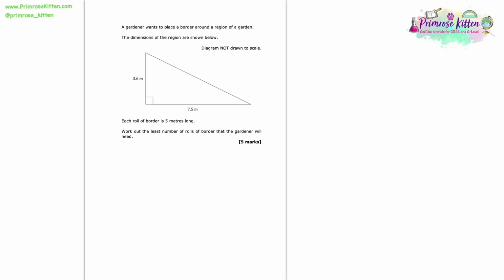Here we're told that a gardener wants to place a border around a region of a garden. The dimensions of the region are shown below. So here we can see we've got this 3.6 by 7.5 triangle. However, we don't know the length of the hypotenuse of it. We're told that each roll of border is 5 meters long, and we're asked to work out the least number of rolls of border that the gardener will need. So this means we need to work out the perimeter of this triangle. Now to do that, we need to work out this hypotenuse length.